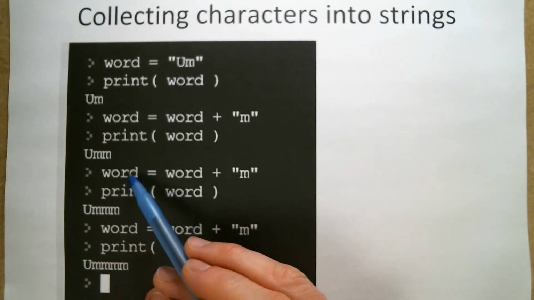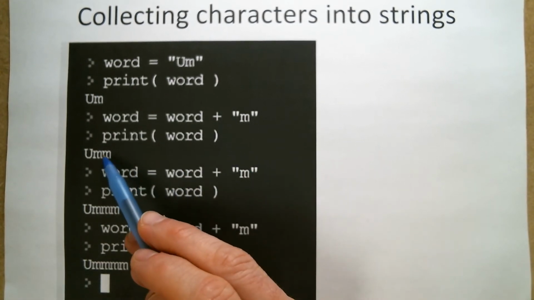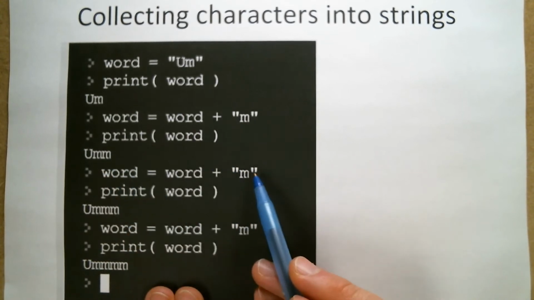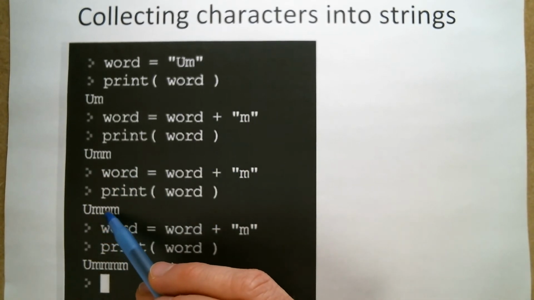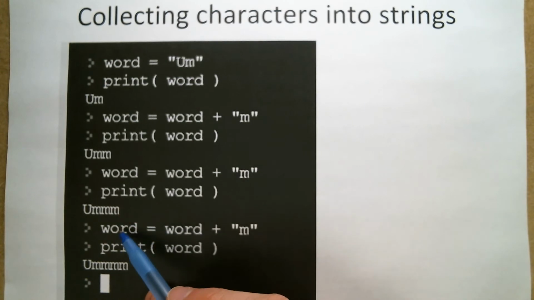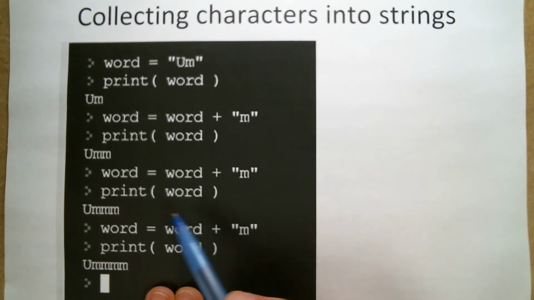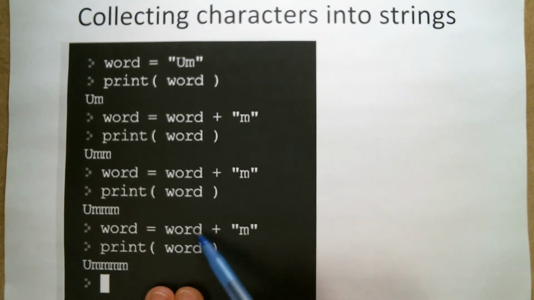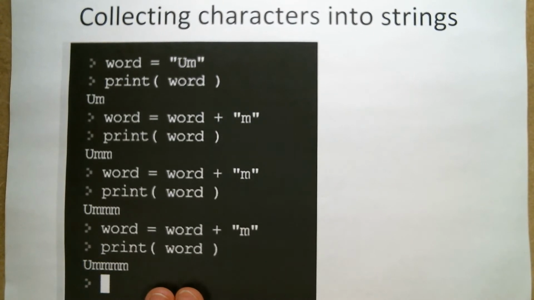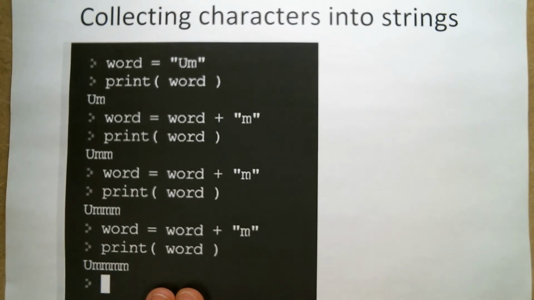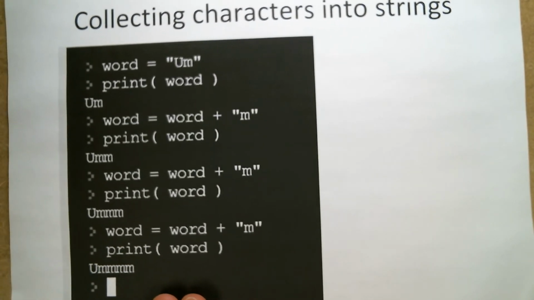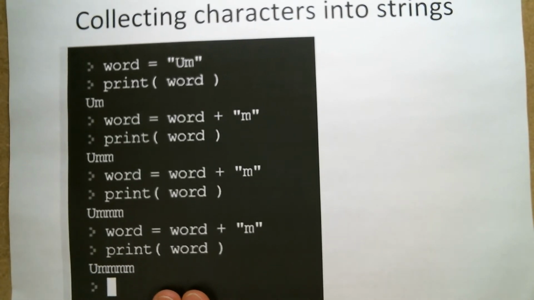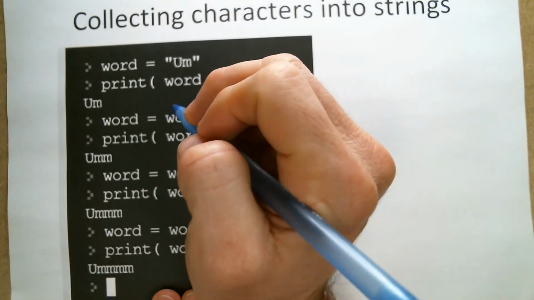If we do it again, word equals word plus m, now we're taking this version, we're adding an m to it, and we end up with... If we do it again, we're adding another m to it, and now we're getting 4 m's. So by doing this word equals word plus whatever, we can slowly build up the string and keep extending it and adding to it as we go. And that's going to become relevant in the next few slides when we start to use that for different things. But I just wanted to make this clear and show it real quick here.